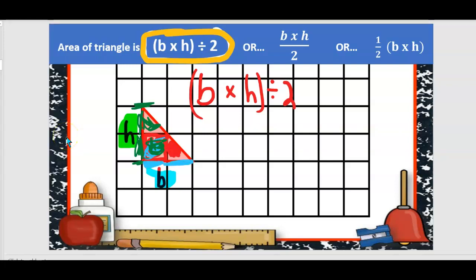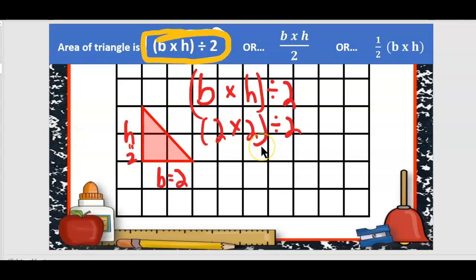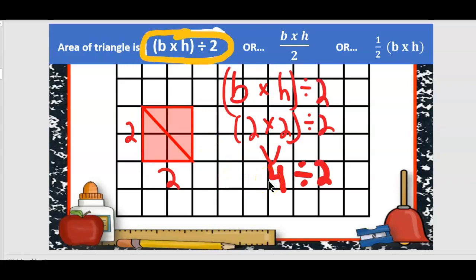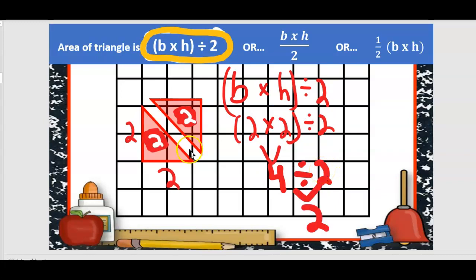So it's two times two. We're going to take 2 times 2, which gives us the entire rectangle, which happens to be a square in this case. But we don't want the whole thing. We just want half of that. What's half of 4? We take half of that. So we're taking the 2 times 2, 4, dividing it by 2, which gives us 2. So that gives us 2 square units either way.